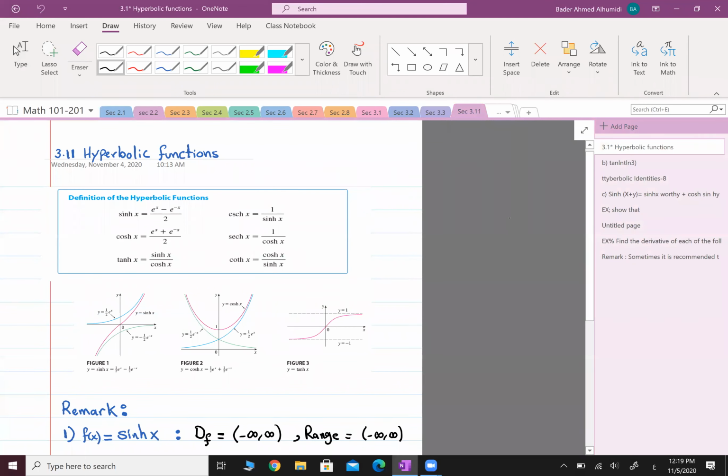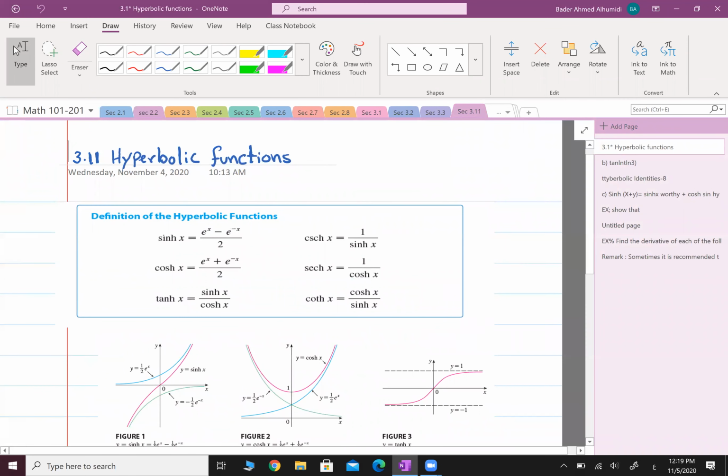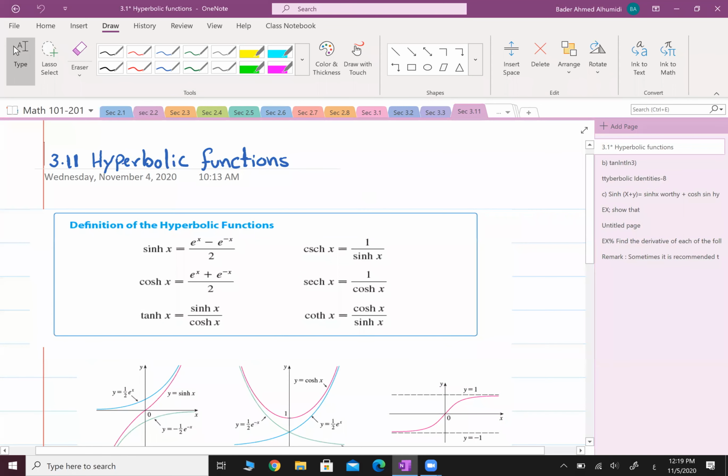Let us conclude this chapter, this lengthy chapter, 11 sections we have. Chapter 3.11. Hyperbolic functions. We have 6 new functions today we'll introduce. These are called the hyperbolic sine function, hyperbolic cosine, hyperbolic tangent, and so on, cosecant, secant, cotangent.